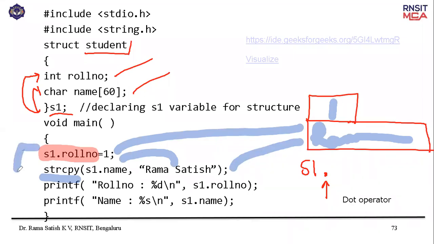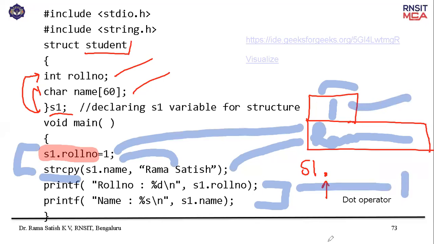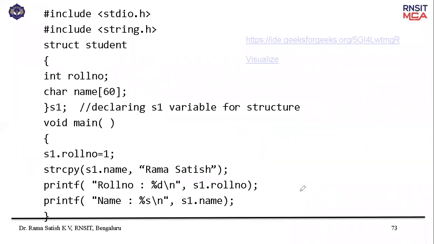Now, these two I'm using for storing, and the next two I'm using for displaying. Roll number %d, S1 dot roll number. What is there in S1 dot roll number? That is 1, so 1 is going to be displayed. Same way, S1 dot name: Rama Satish is going to be displayed. So here I am storing, and I am displaying. That is one good thing that you should understand.